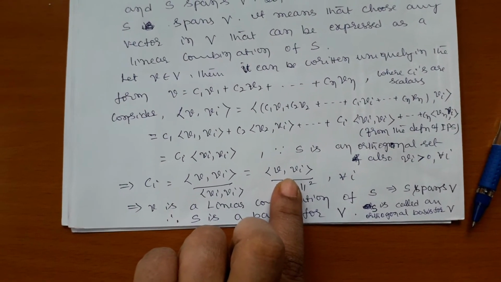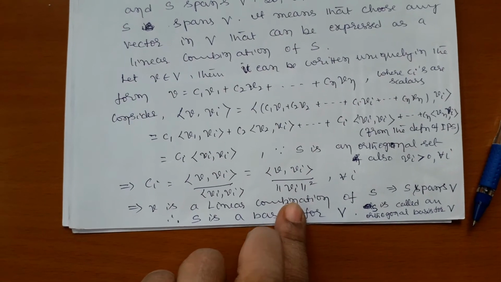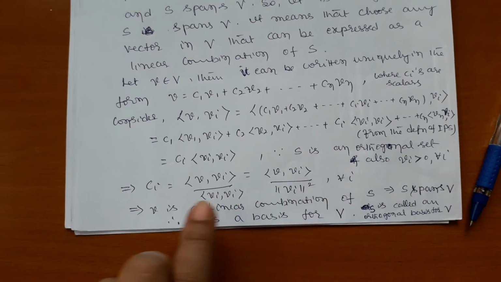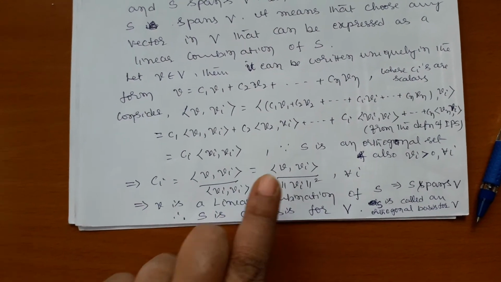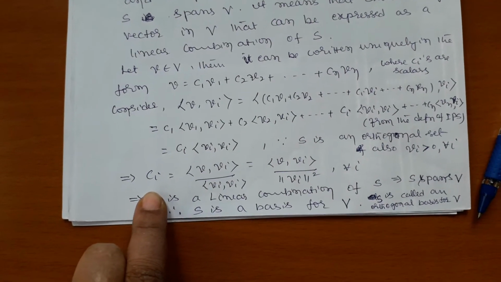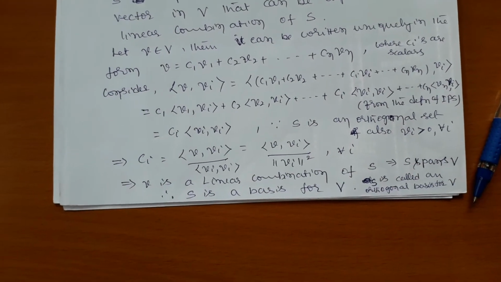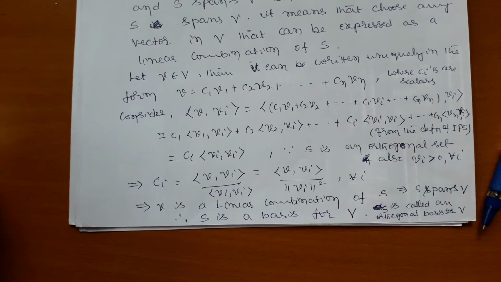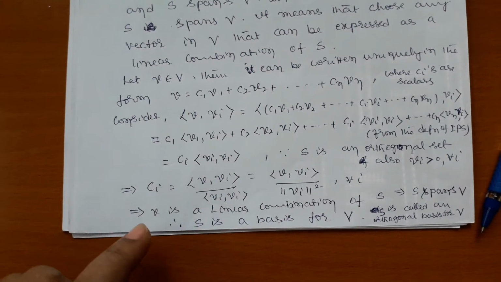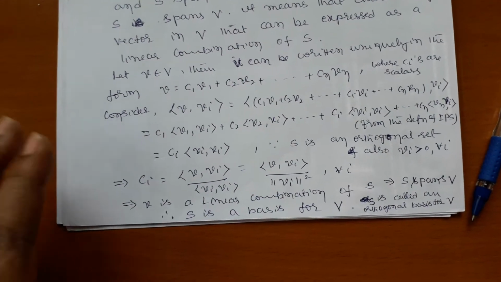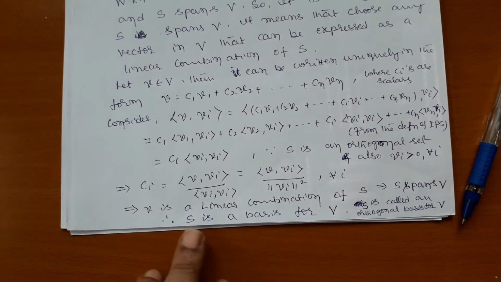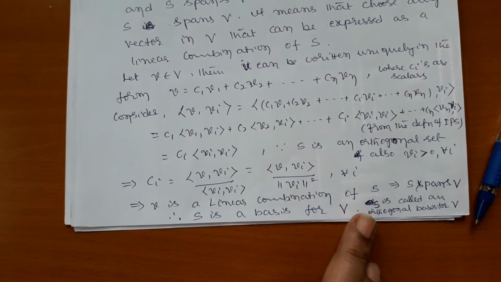Inner product of V comma Vi divided by norm of Vi square for every i. If you put i equal to 1, we get the C1 formula. If we put i equal to 2, like that we get up to the Cn formula. This implies that V is a linear combination of vectors of S. Therefore, S spans V. Therefore, S is a basis for V.